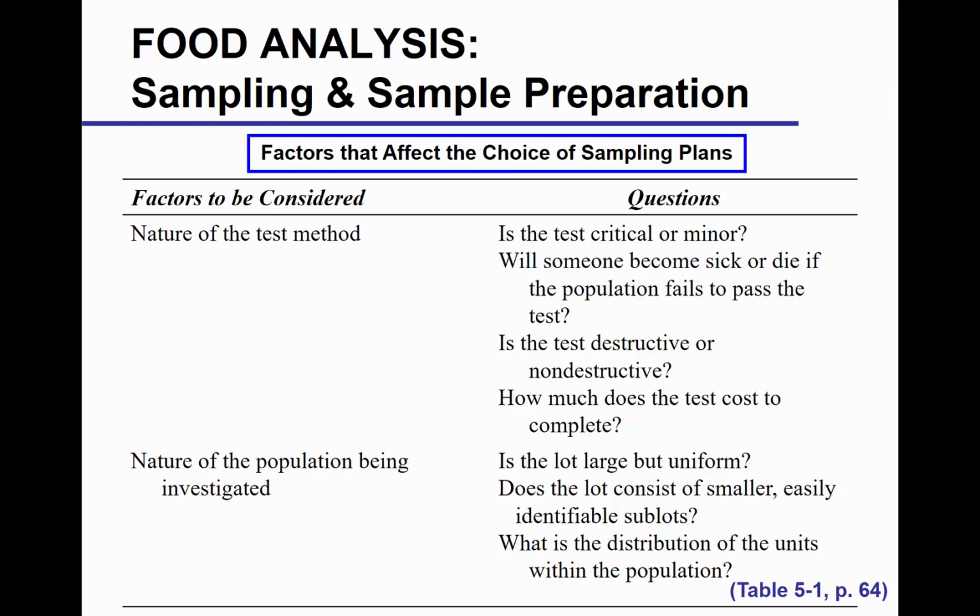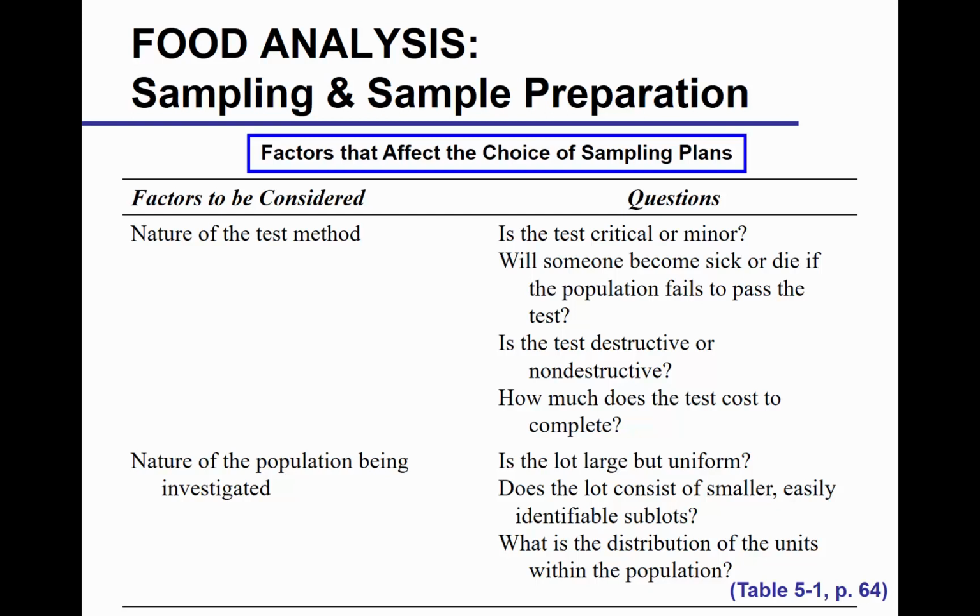And then you consider, is it destructive or non-destructive? Usually when it's non-destructive, it's easy. You can take a lot of different samples. You don't care because you're not destroying your samples. You can do multiple analyses after that. And then how much does the test cost? How expensive is the testing method?